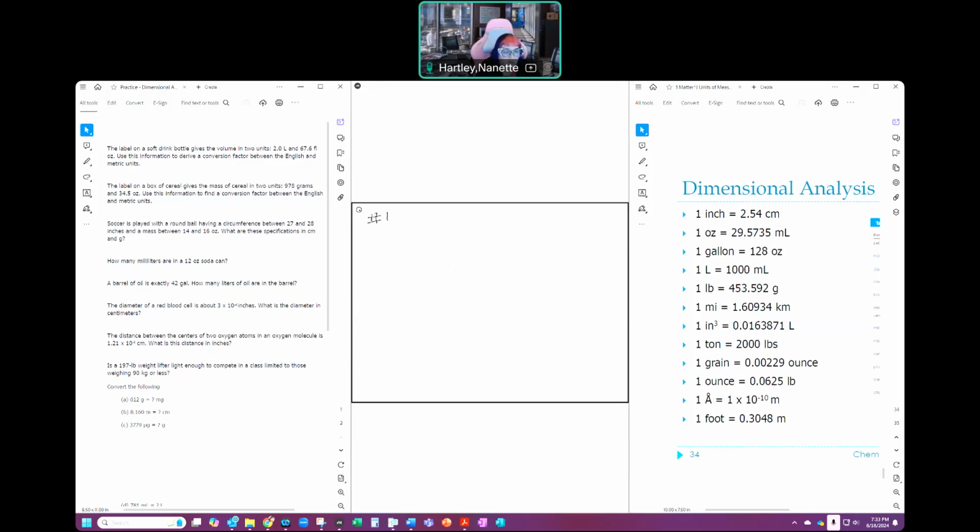The label on the soft drink bottle gives the volume in 2 units. 2.0 liters. I'm writing it down because I write down anything I see because I may need it later. And 67.6 fluid ounces. Now, fluid ounce is not the same as an ounce, okay? There are differences in those.